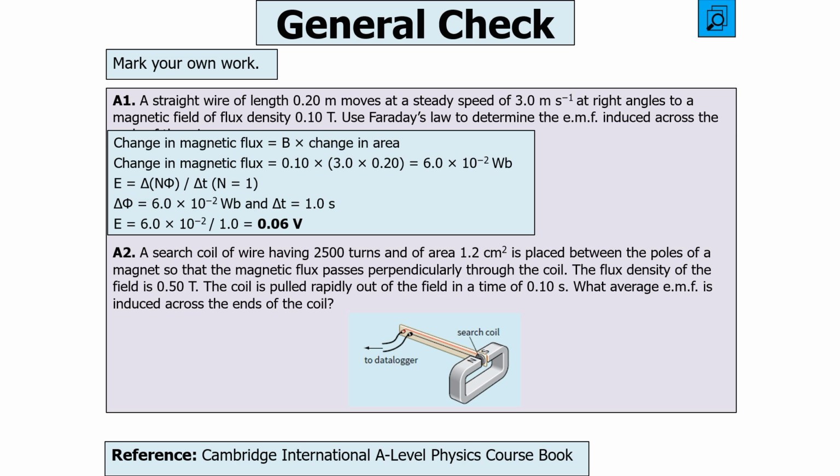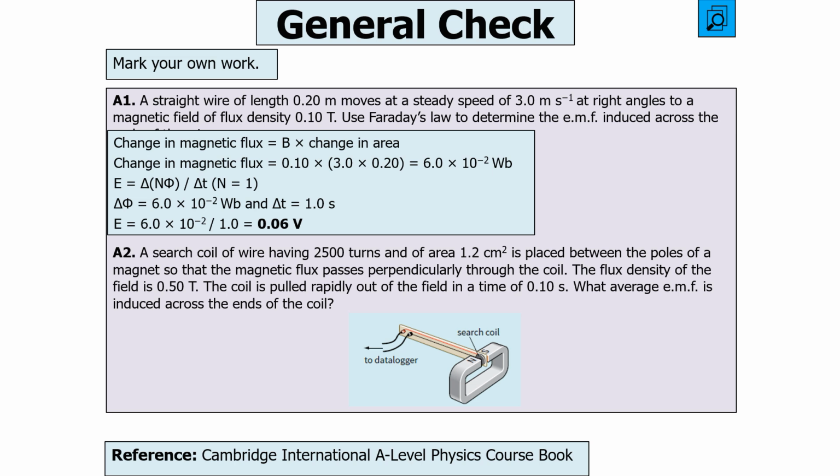So therefore EMF is going to be the change in flux linkage, so that's going to be 6 times 10 to the minus 2 divided by the time. In this instance, if you're working at 3 meters per second, and you've worked out that the area is 3 meters times by 0.2 meters, therefore we can say the time is 1 second. So you pop that through to be 0.06 volts.